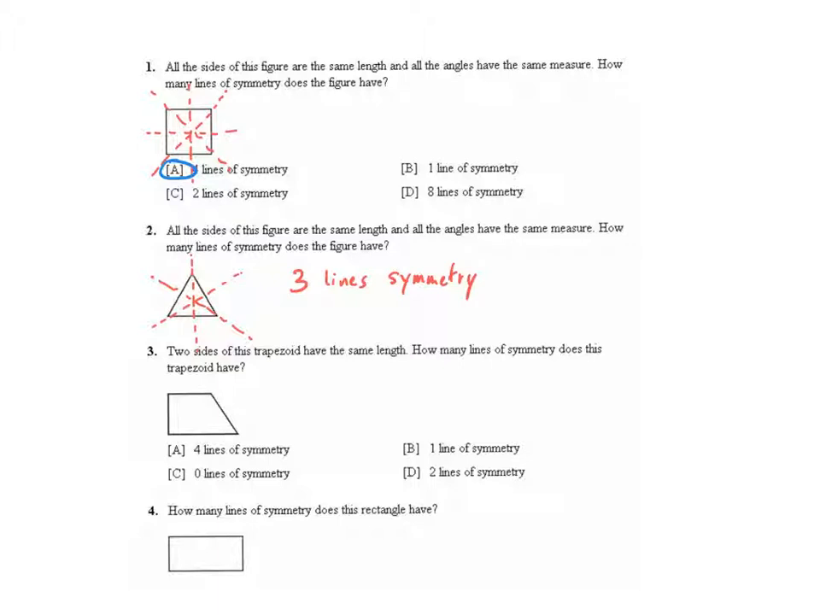If I try the other diagonal across the other vertices, and then I reflect this side across that potential line of symmetry, I would get a square, and our shape is a trapezoid, not a square. So there are 0 lines of symmetry.